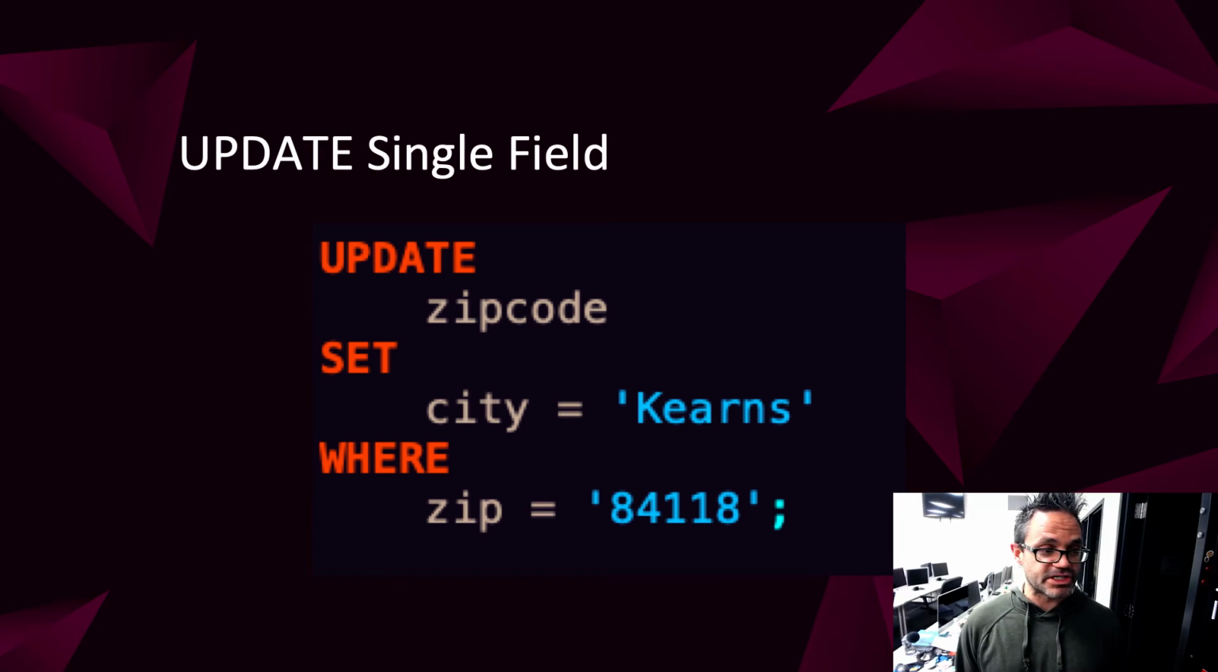So here we have an example of a single field update. We have update zip code. We're going to set the city field to be the value of Kearns, where the zip code value is 84118. And so that will change every single value where the zip code value is 84118 to now have the city name of Kearns instead of whatever was previously there. So if there are 15 lines that have an 84118 zip code, then 15 people now have a city of Kearns attached to them. So just as an FYI, it changes every single one. It's not just a one-time change, it's every space that matches that where clause condition. Kind of a big deal.